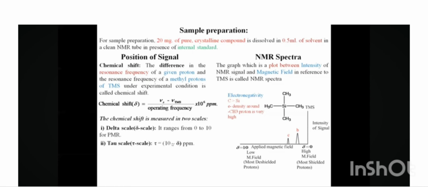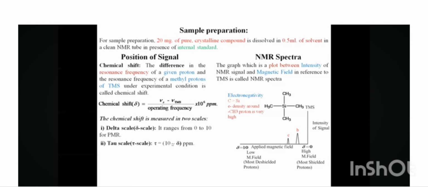Position of signal. Chemical shift. The difference in the resonance frequency of a given proton and the resonance frequency of a methyl proton of TMS under experimental condition is called chemical shift. Chemical shift is equal to (ν sample minus ν TMS) divided by operating frequency, into 10^6 ppm.